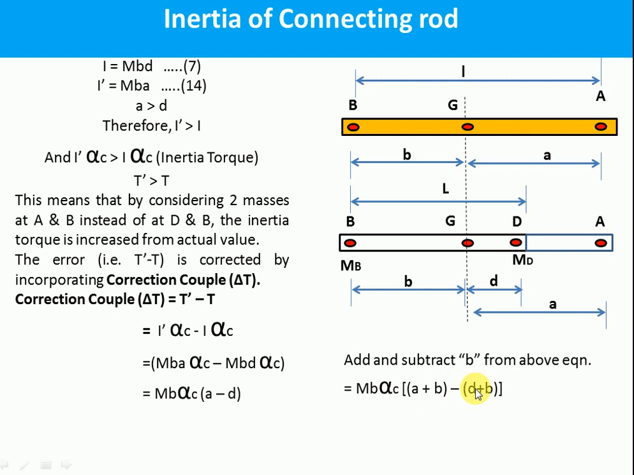and this B plus D, or D plus B, is the distance between capital B and capital D, that is the points of application of the point masses MB and MD. So we can write MB alpha C into bracket small l minus capital L. This represents the correction couple.